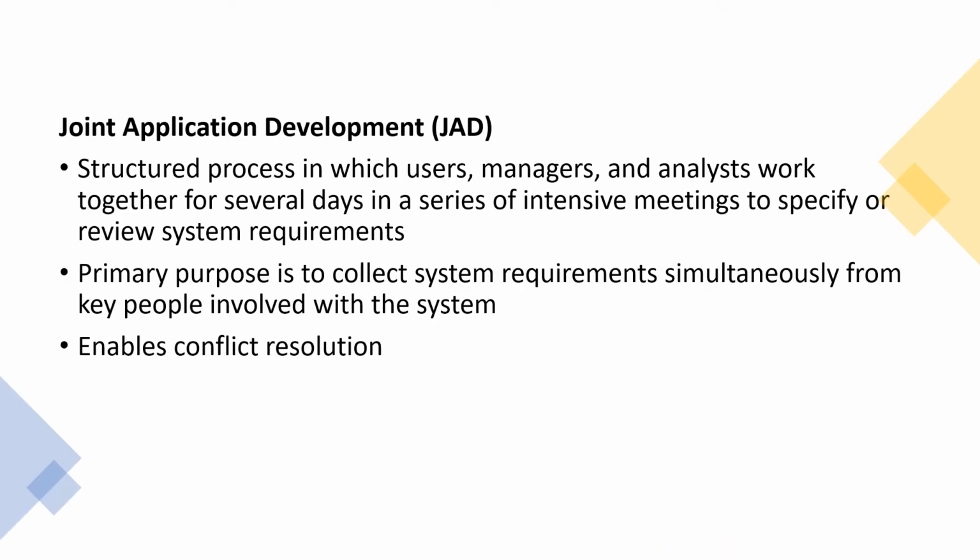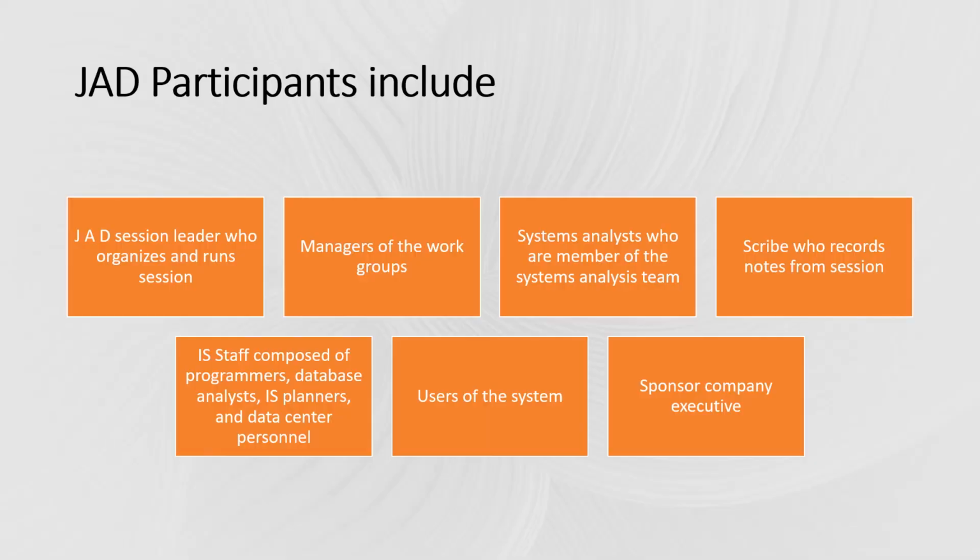Joint application development is the other approach to system development, and this means a structured process in which users, managers, and analysts work together for several days in a series of intensive meetings to specify or review system requirements. The primary purpose is to collect system requirements simultaneously from key people involved with the system. It enables conflict resolution.